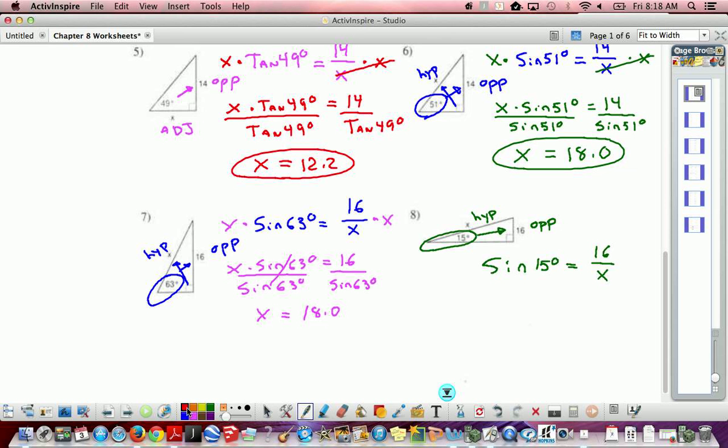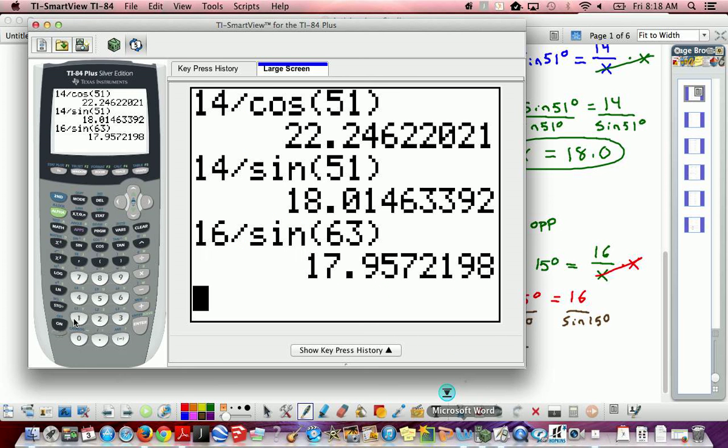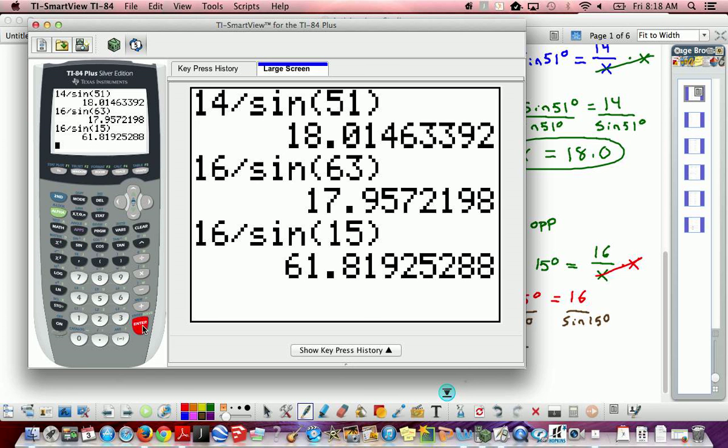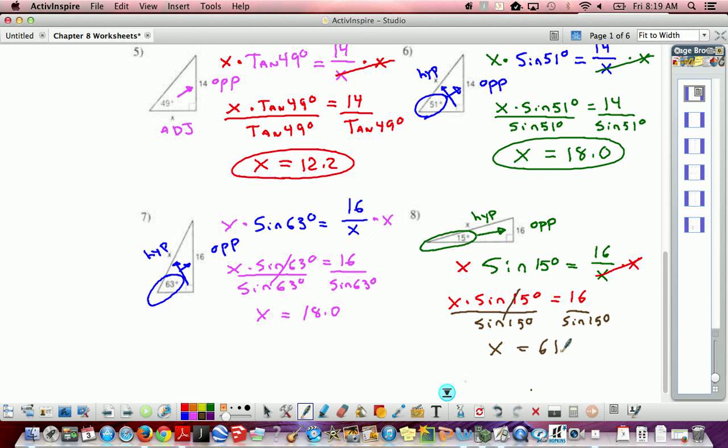So multiply again both sides by x. Crosses out. So x times sine of 15 degrees equals 16. Divide both sides by sine of 15. So x equals 16 divided by sine of 15 degrees. And we get 61.81, so that rounds to 61.8.